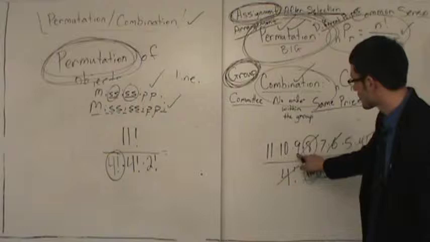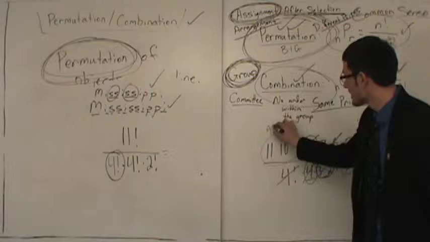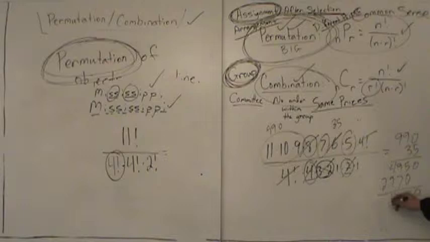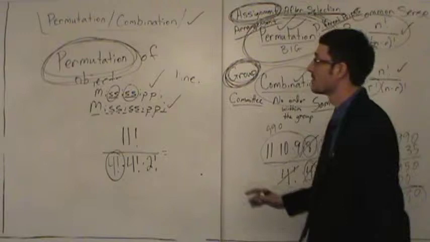Okay, 11 times 10 times 9 is 990, multiplied by 7 times 5, which is 35, okay? So we get 990 times 35, which gives 34,650 ways. There's 34,650 ways to arrange the word Mississippi, okay?